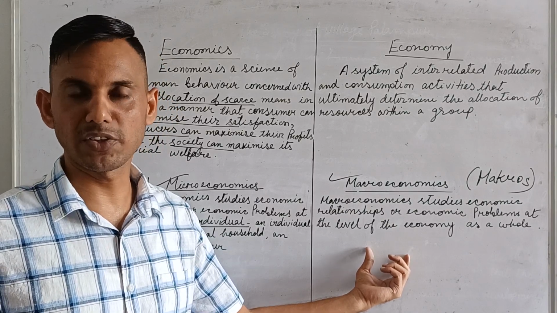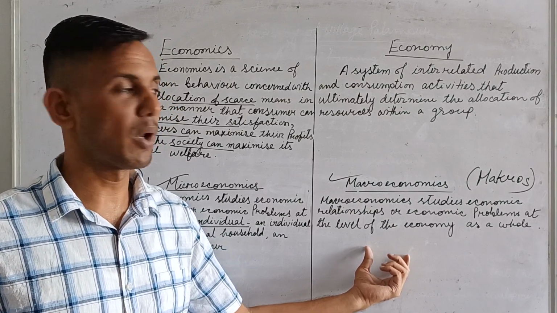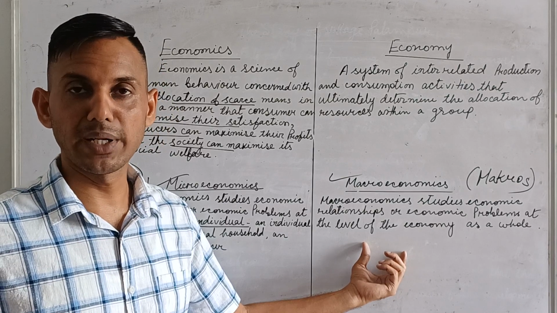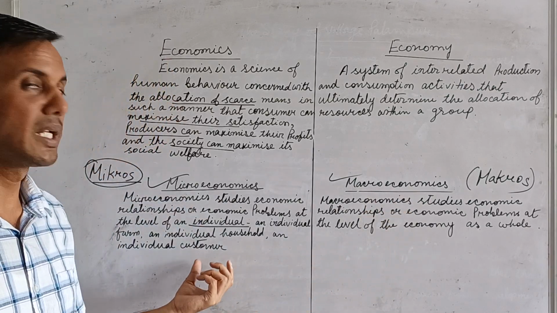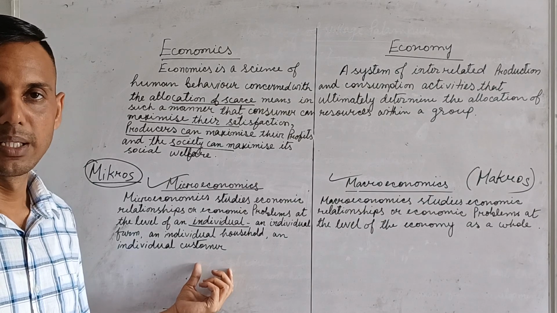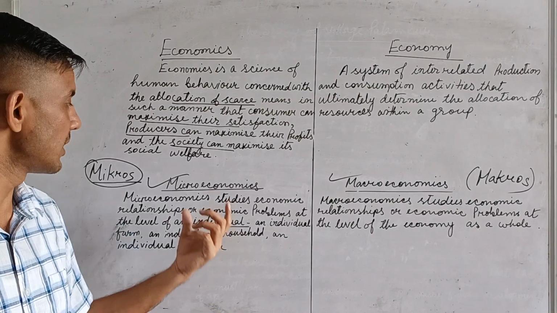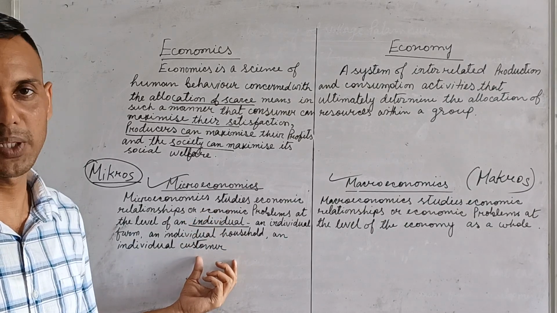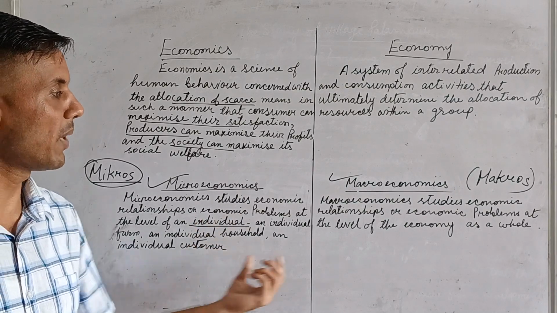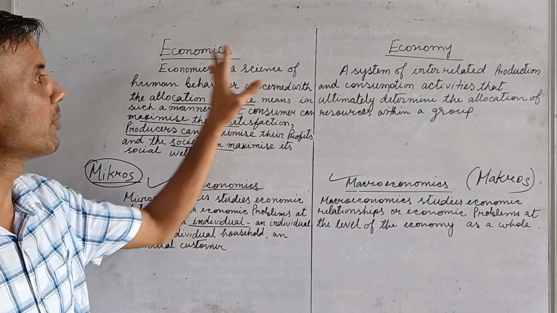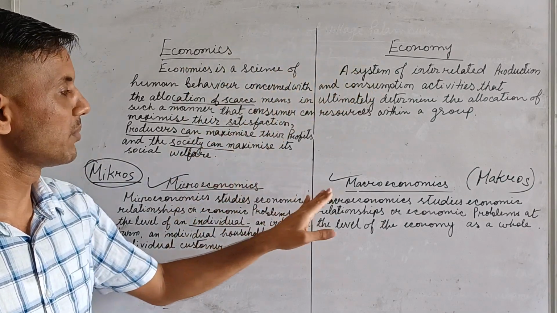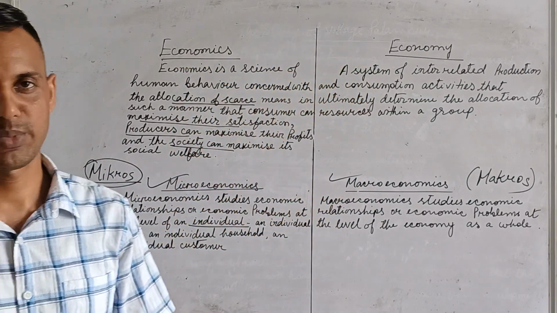For example, national income, unemployment, aggregate demand, and aggregate supply are macroeconomics. Demand, individual demand, market demand, price determination, and wage determination are examples of microeconomics, because this one is the small part and this one is the large. Clear? So this is economics and economy, microeconomics and macroeconomics.